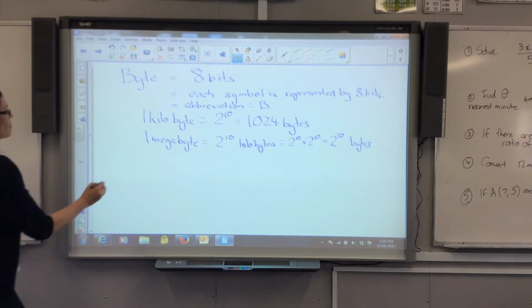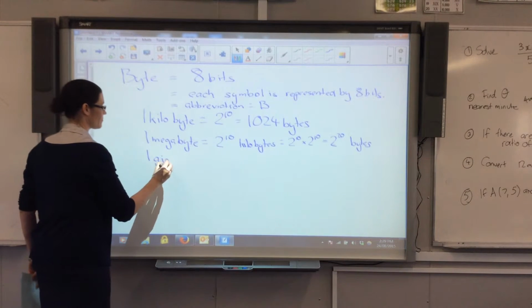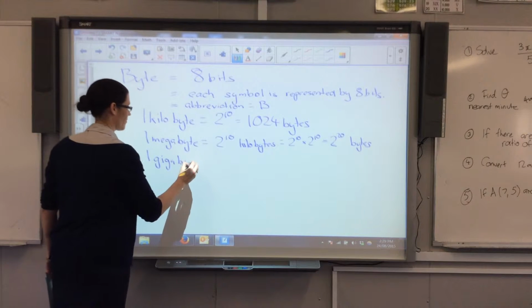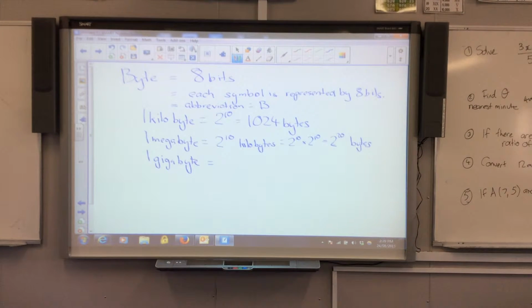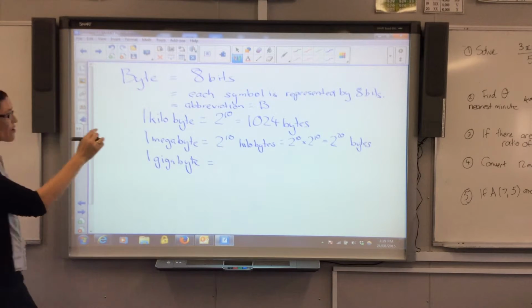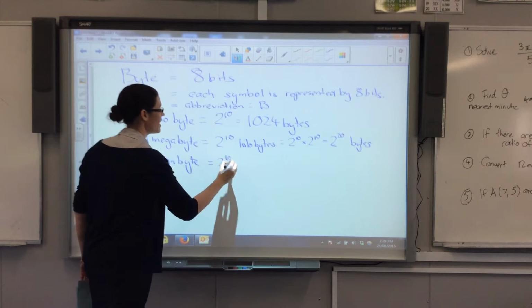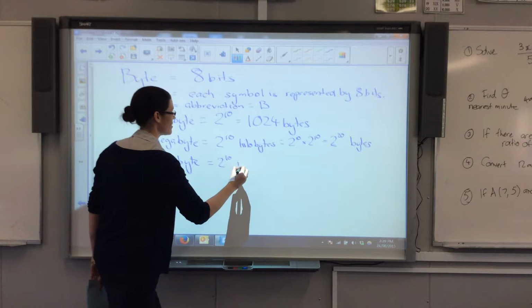Giga. Tera. So 1 gigabyte is 2 to the power of 10 megabytes.